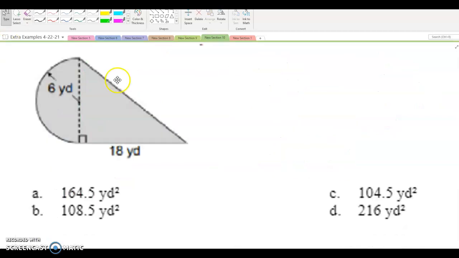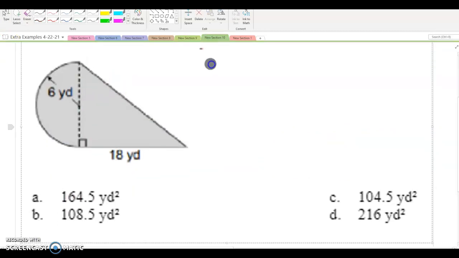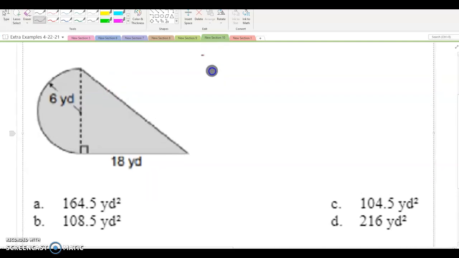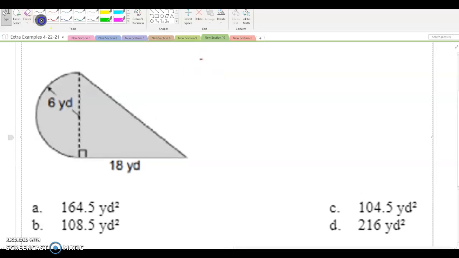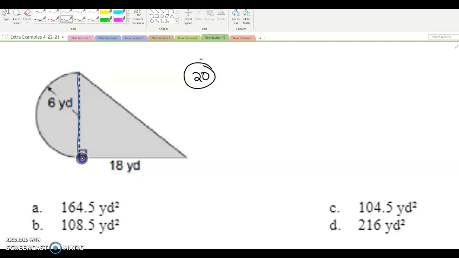So for number 20, we still have to find our two shapes again. So what are our two shapes there? A triangle and a half circle. There we go. You got a triangle and a half circle. So the triangle's here, and the triangle formula will be our 1/2 base times height again.